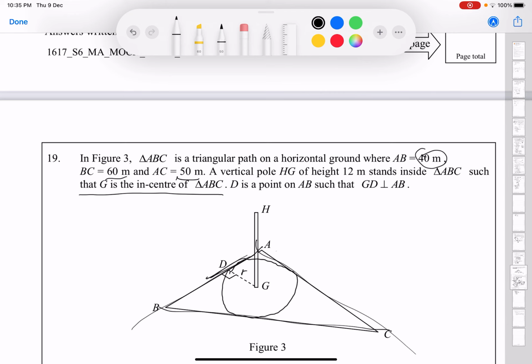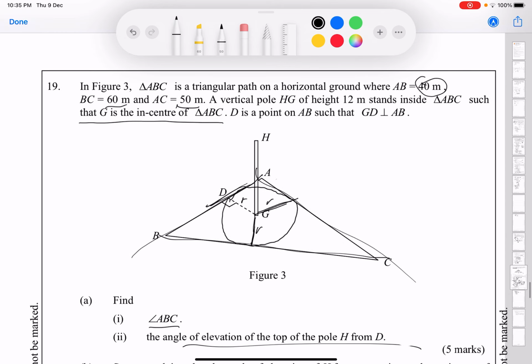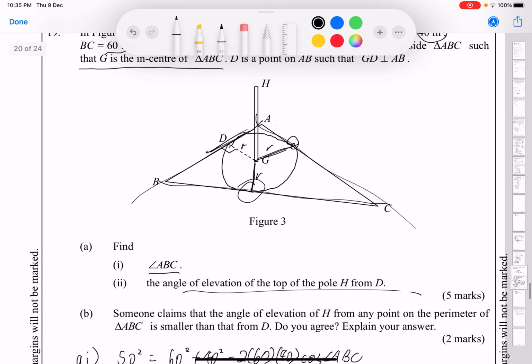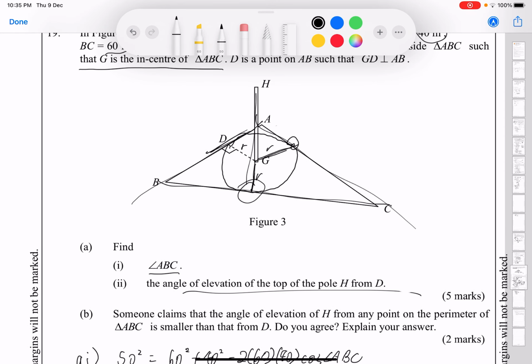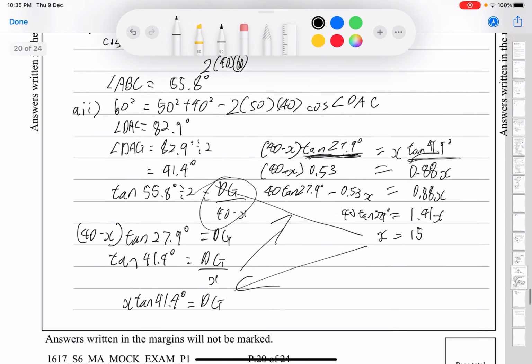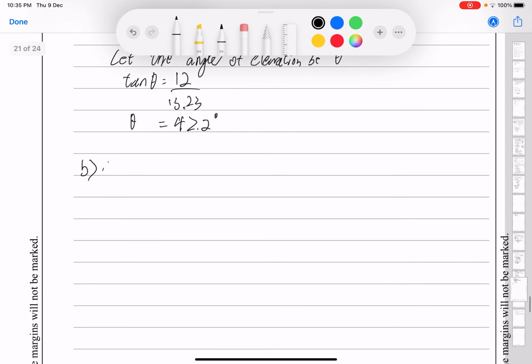And there are 3 points on the circle here, which are on the perimeter. This is also the radius. So this point right here and this point right here, those have the same angle of elevation as from D. So the answer, already we can know, is disagree.